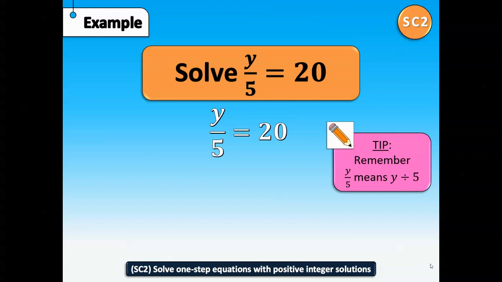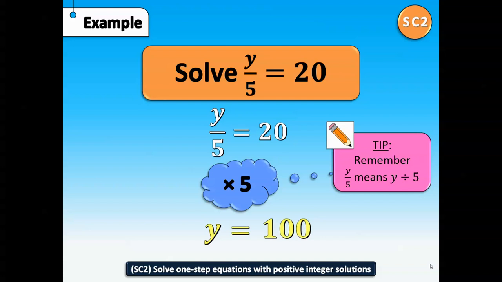So to help us, let's think about what the opposite of dividing by 5 is. The opposite of dividing by 5 is timesing by 5. So let's do 20 times 5, and that's 100. 100 divided by 5 gives the answer 20. So y equals 100.